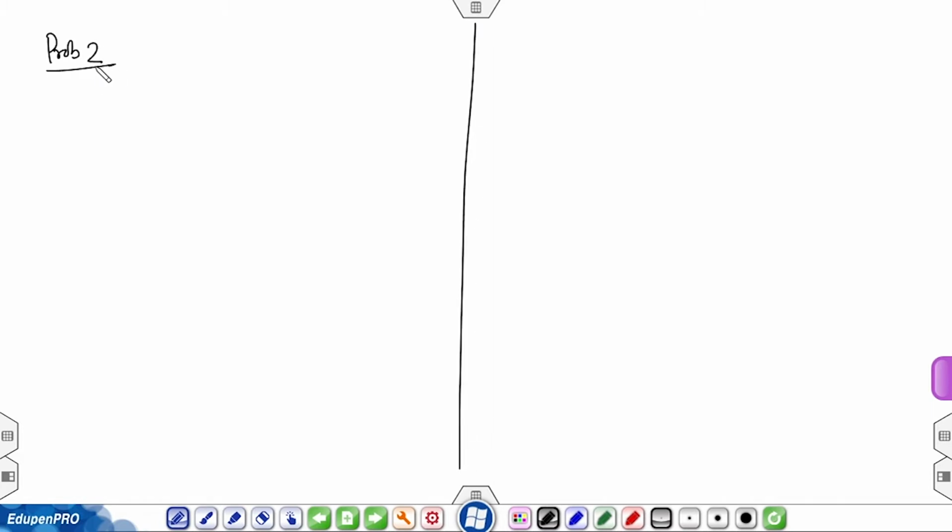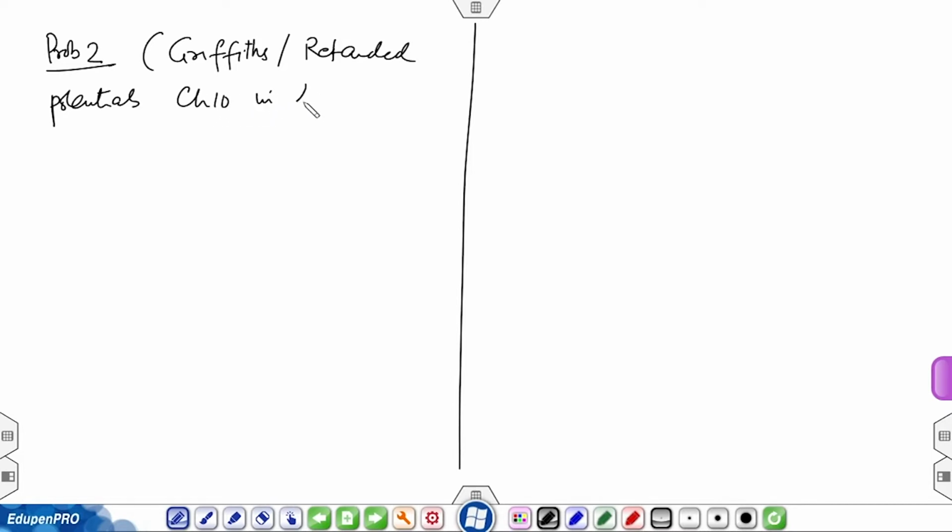Problem 2, this is again from Griffiths. This is the chapter on retarded potentials, and I think this is chapter 10 in the 4th edition. In the newer edition, the chapter number has changed. I think the problem number is 10.10, 4th edition.